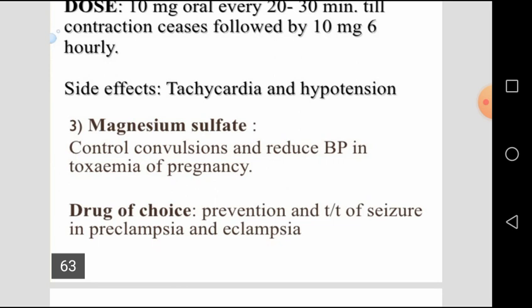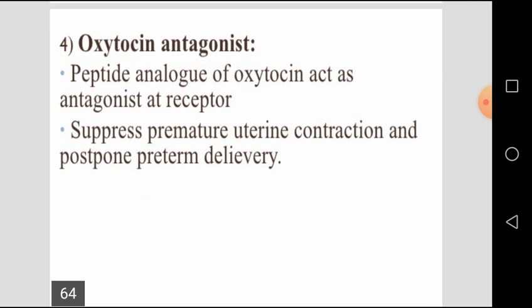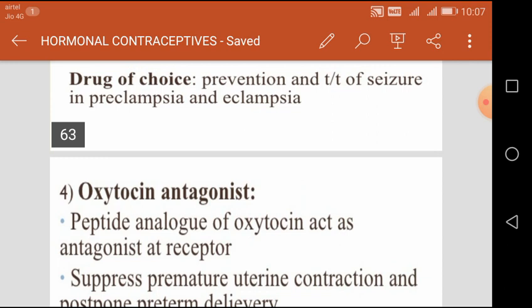Tachycardia and hypotension. Then magnesium sulfate controls convulsions and reduces the BP in toxemia of pregnancy. It is the drug of choice for prevention and treatment of seizures in pre-eclampsia and eclampsia.